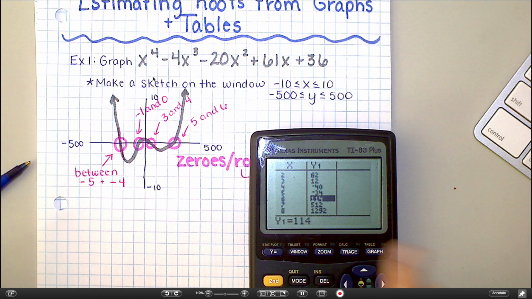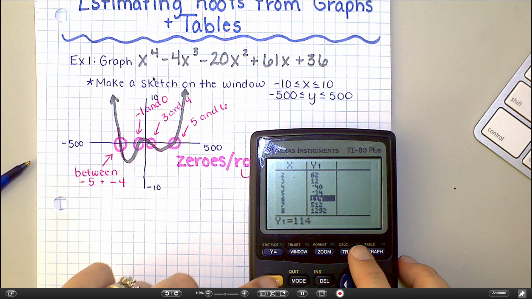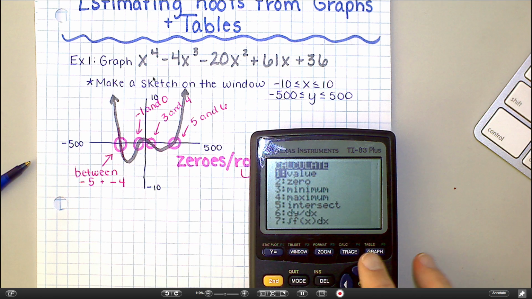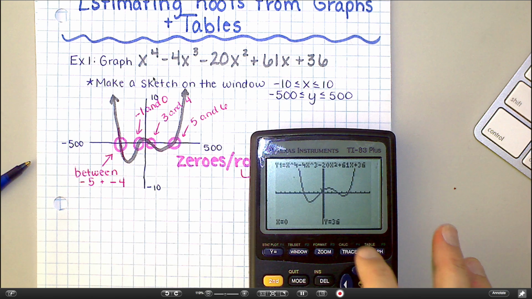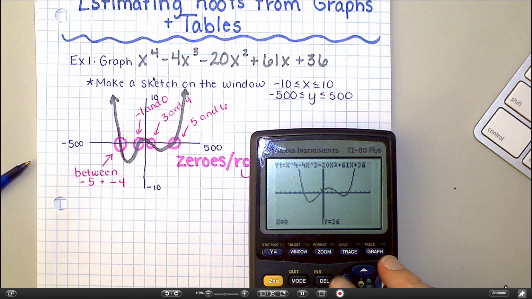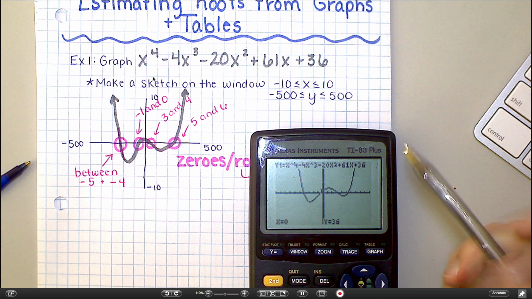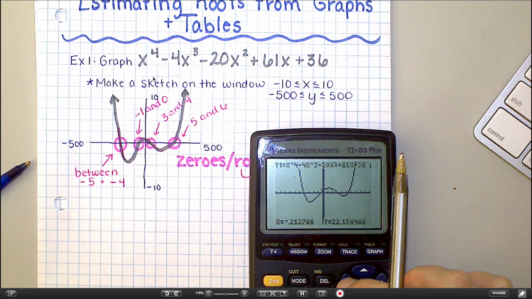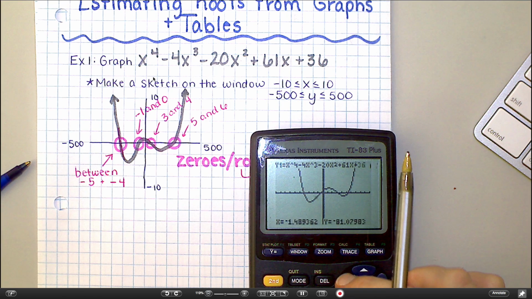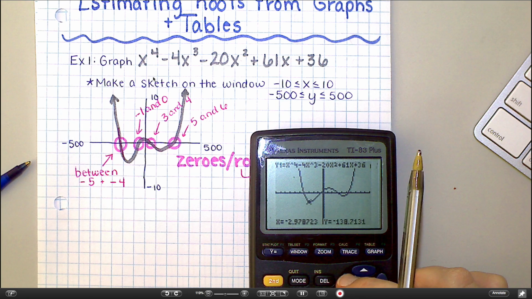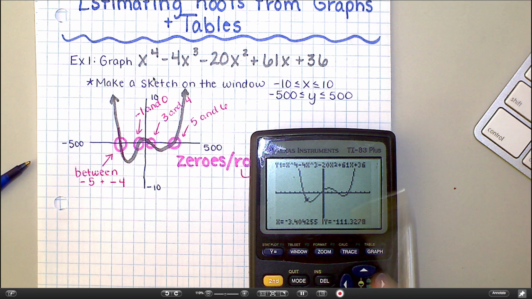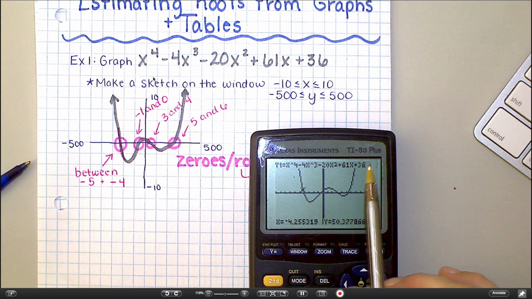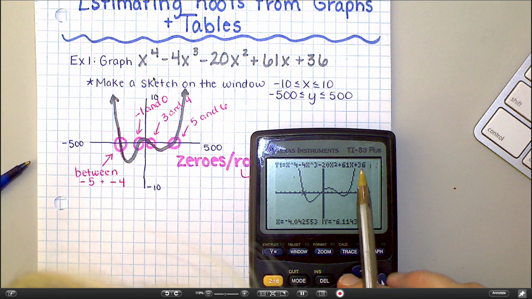So one of your options for this would be to just use the trace key. Whoops, I didn't mean to hit second. Just the trace key. Okay? And when you hit trace, you should see, let's see, a little blinking cursor. Mine's hard to see. Mine's right in the middle. Yours might be somewhere different. And you can use the left and right arrows to kind of follow along the graph. Okay? And you'll notice that your coordinates are changing down here. You want to try to get your y value as close to 0 as you possibly can.